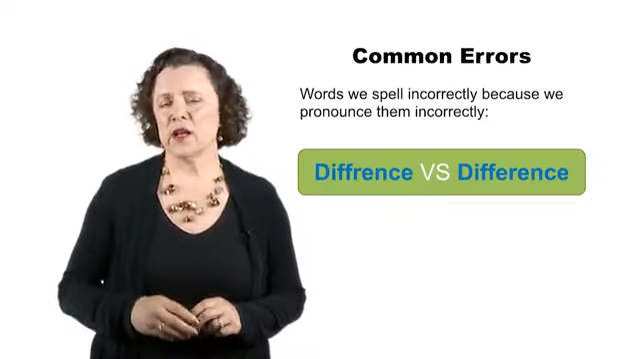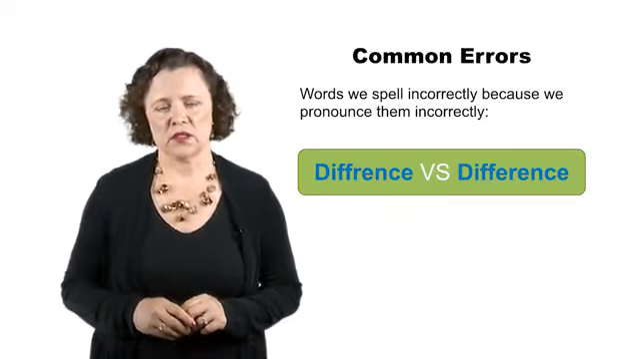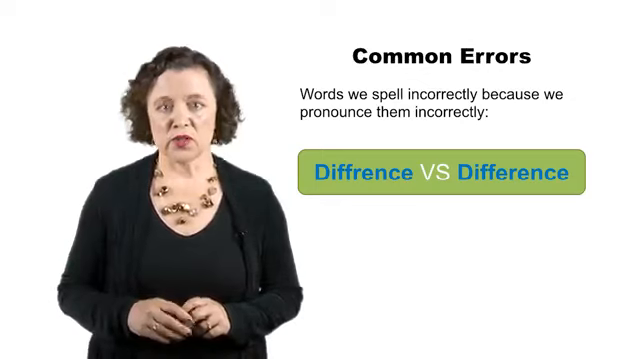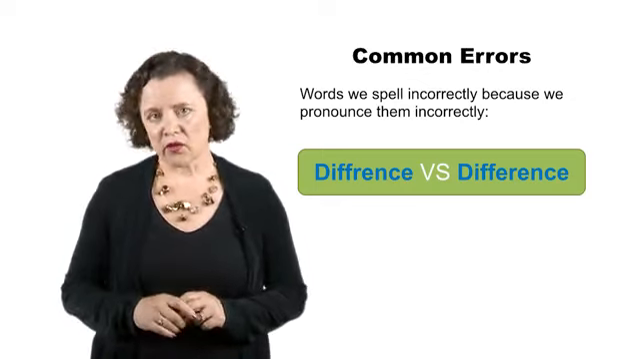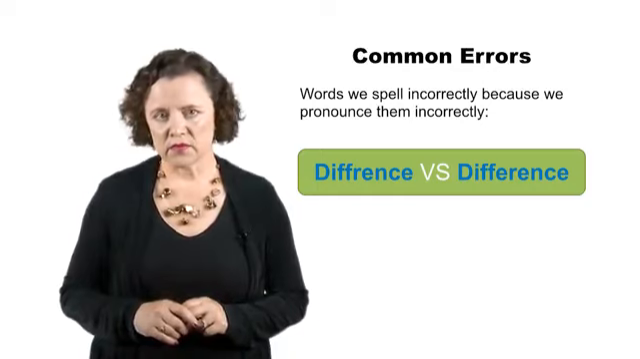Sometimes we spell words incorrectly because we pronounce them incorrectly. For example, the word difference. Many people pronounce this word as "diffrence," and as a result have a tendency to spell it incorrectly. Take care to pronounce words properly. Colloquial pronunciations can cause us to spell words incorrectly.